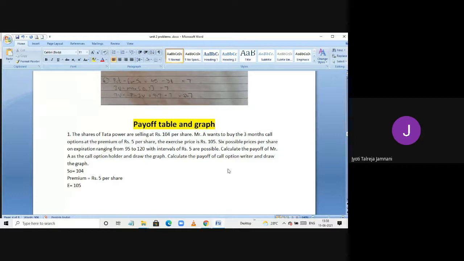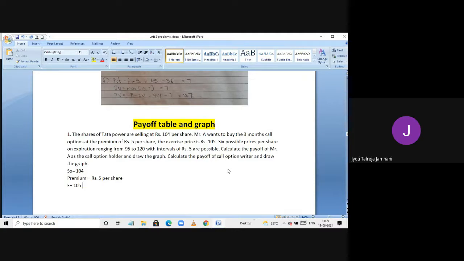6 possible prices per share on expiration, ranging from 95 to 120 with an interval of 5, are available. So after 3 months, on the date of expiration, there are 6 possible prices: 95, 100, 105, 110, 115 and 120. Ranging from 95 to 120 with an interval of 5 means you have to keep a gap of 5 and take the next price. If we start from 95, 95 plus 5 is 100, the second price. The third price will be 100 plus 5, 105. The fourth will be 105 plus 5, 110, then 115 and 120. So like this, 6 possible prices are there.